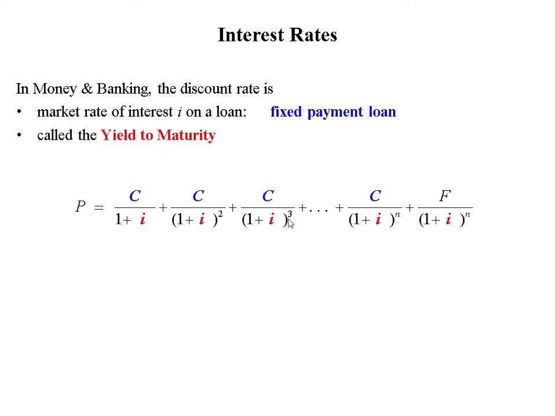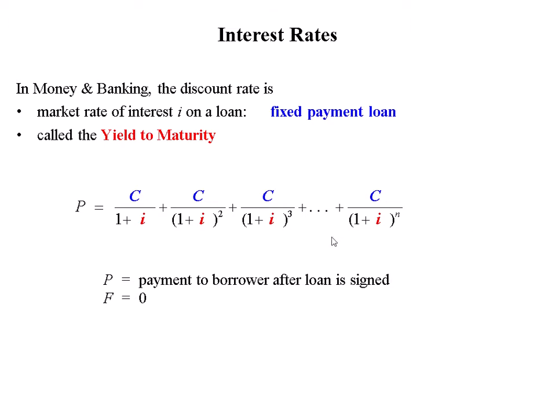How about a fixed payment loan? In a fixed payment loan, there is no balloon payment. There is the principal of the loan, which is the payment to the borrower after a loan is signed. Again, there is no balloon payment, so this face value is 0. So that this part here is just 0, and it disappears.